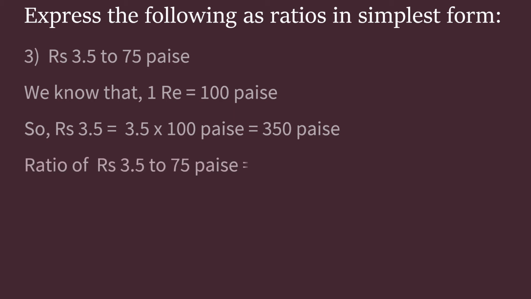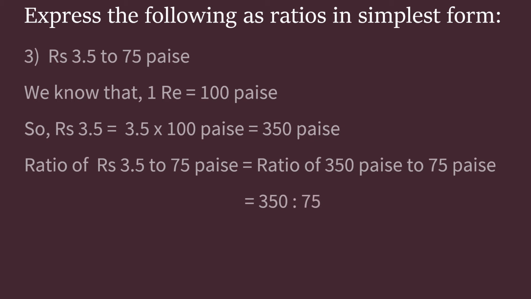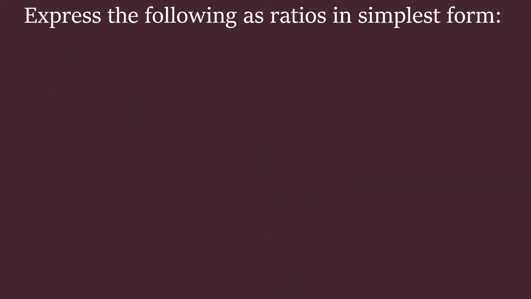So ratio of rupees 3.5 to 75 paisa is equal to ratio of 350 paisa to 75 paisa, which is equal to 350:75. To simplify, write it as fraction, that is 350 upon 75. See, 350 and 75 both are divisible by 25. So divide. 25 14s are 350 and 25 3s are 75. So we get 14 upon 3. And the ratio form of 14 upon 3 is 14:3. Let us solve one more question.